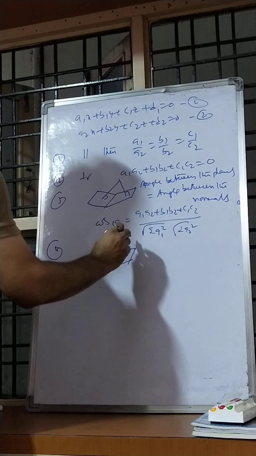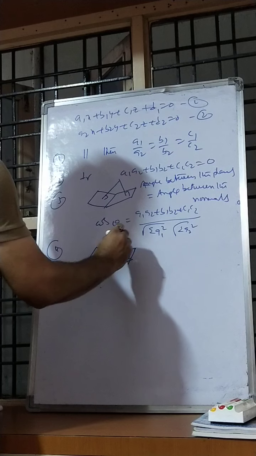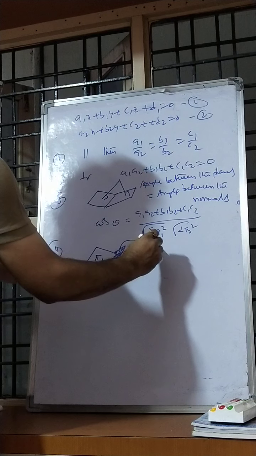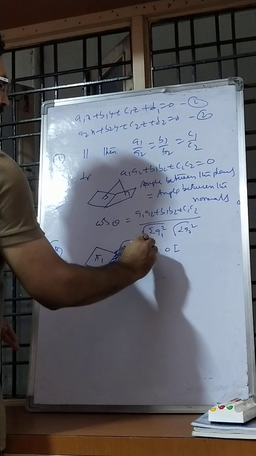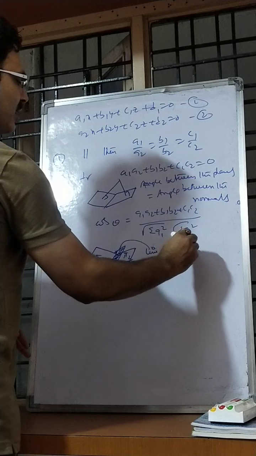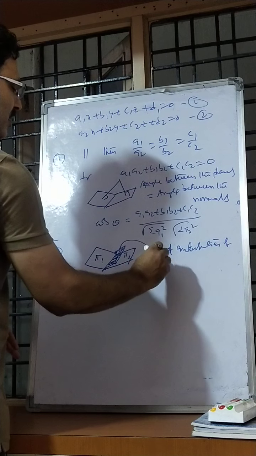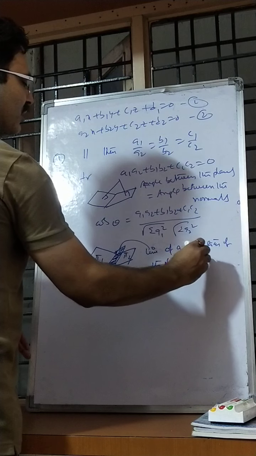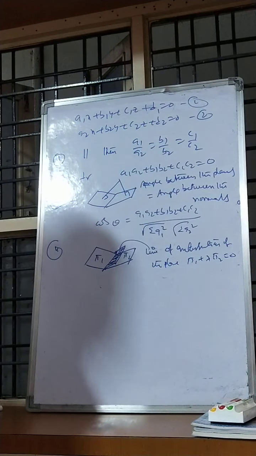Okay, this is another plane. This is pi 1, this is pi 2. This is the point of intersection of the planes, or you can say the line of intersection. The intersection of the planes is pi 1 plus lambda pi 2 equal to 0, you can also say.